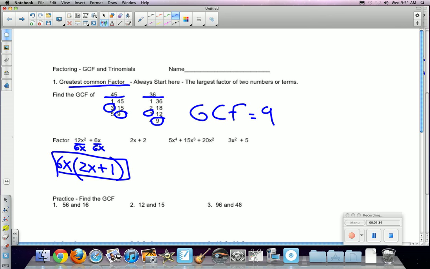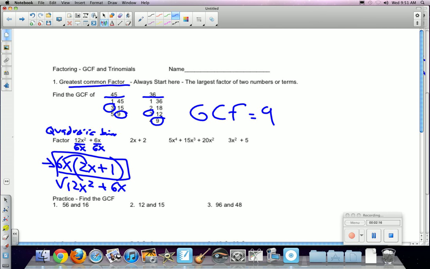How do we classify this expression? It's quadratic. Quadratic binomial. So let's move on to the next one. Oh, and we can always check to make sure that we got it right by multiplying it back out. 6x times 2x is 12x squared. 6x times 1 is 6x. So check, we did get it right. This is the answer, and this is our check.